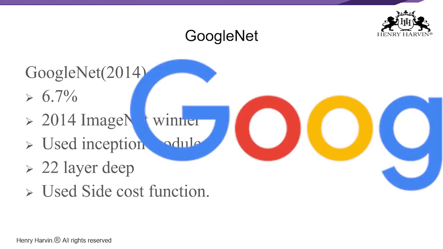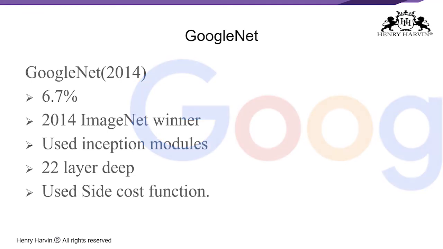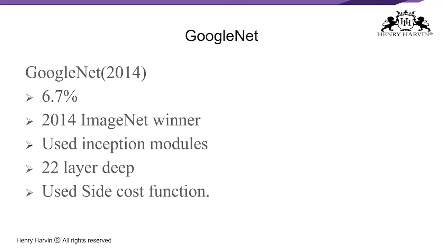The next one is GoogLeNet, from 2014, and this is the 2014 ImageNet winner. Here the error rate is reduced to 6.7 percent. Whatever error rate we are discussing is just the top 5 error rate. It used inception modules, it is 22 layers deep, and it used side cost functions. Why are side cost functions used? To get better gradient flow.